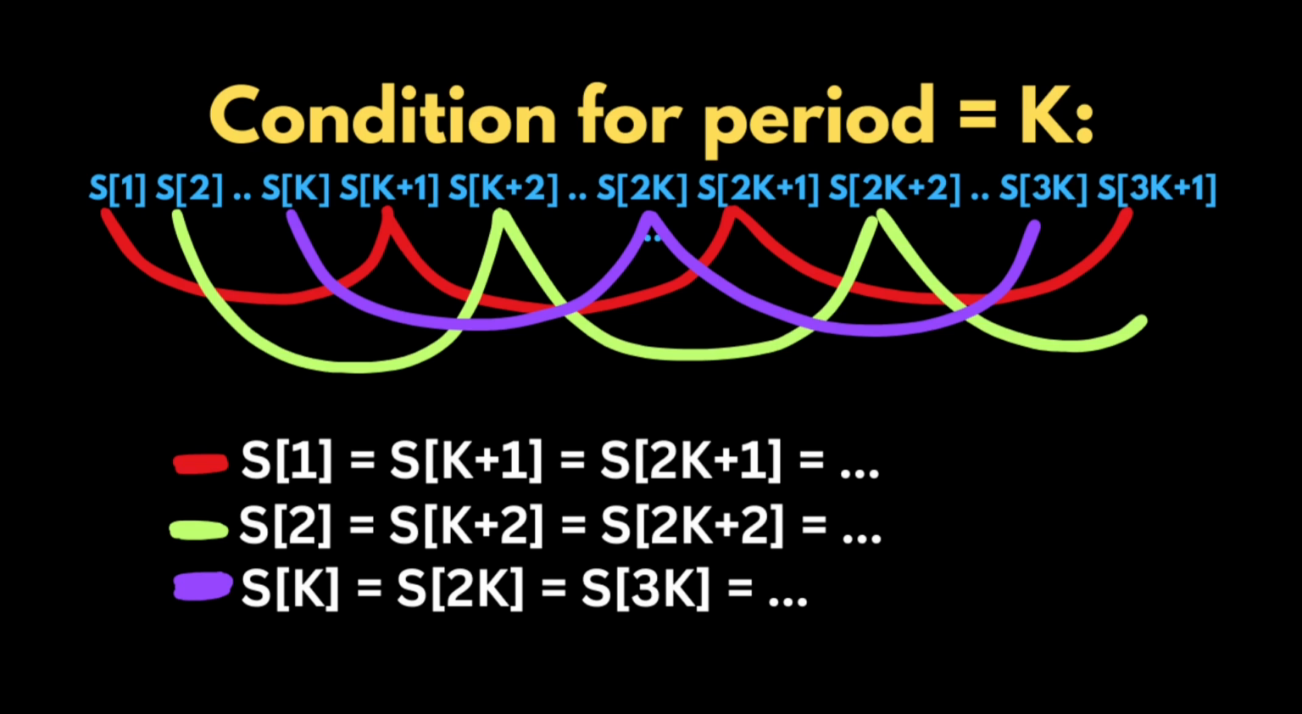Similarly for s2, it must be equal to s of k plus 2, s of 2k plus 2, and s of 3k plus 2, and so on, which is denoted by the yellow mark, and so on for the purple mark. This property must hold for the first k characters. That means if the period is k, then all the elements to the right which are at a distance of k must be equal. That is the main property.